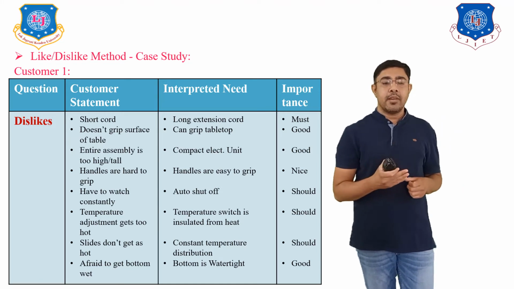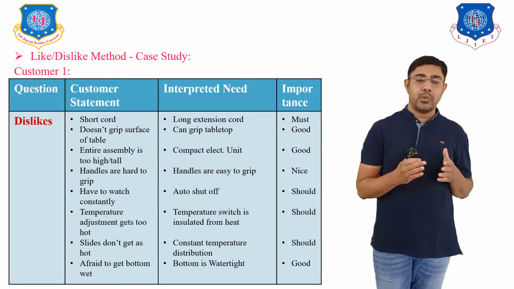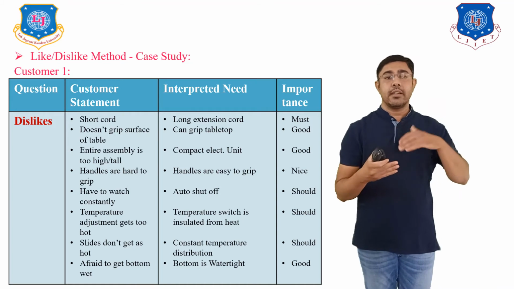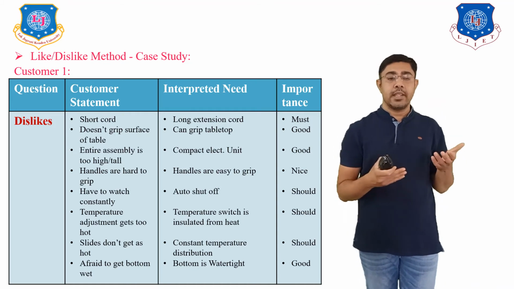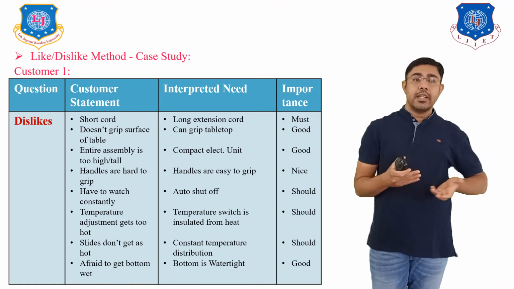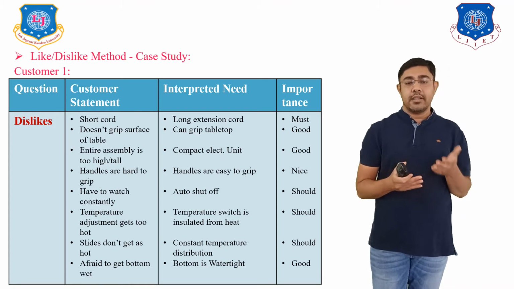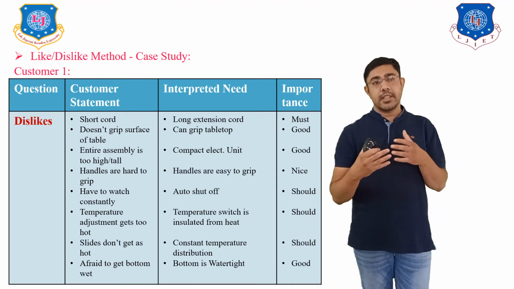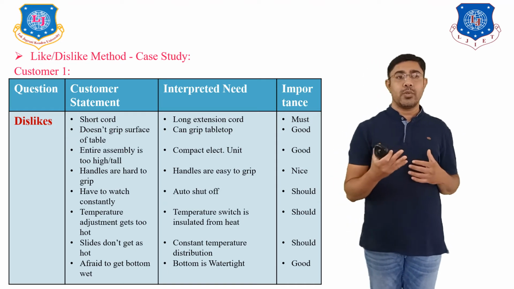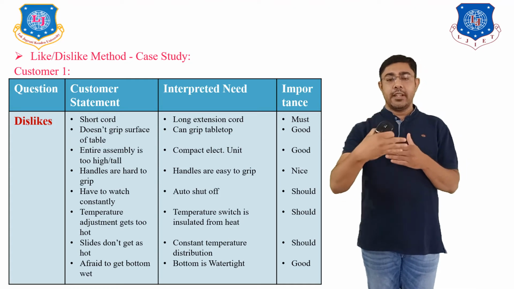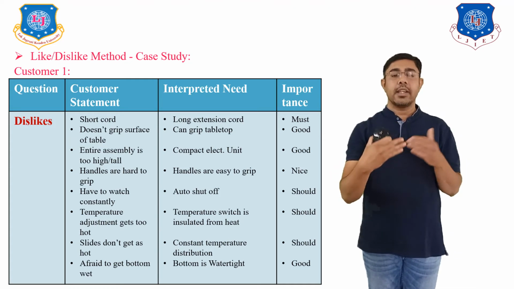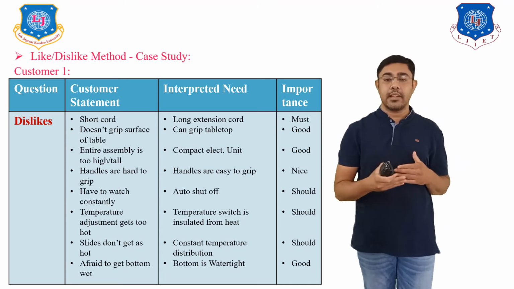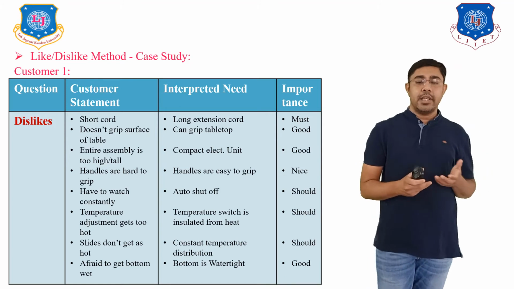And the next dislike statement is have to watch constantly. Whenever the cooking is being done, there is a need to watch continuously. So what is the interpreted need against this dislike statement? Auto shut off. Whenever the cooking is done, there must be an auto shut off, or if a certain temperature is reached, then there must be an auto shut off. So there is no need to watch constantly. So this is the interpreted need against the dislike statement.